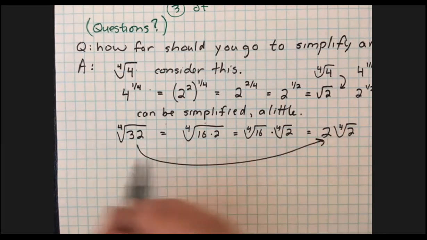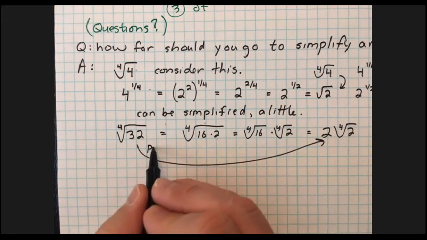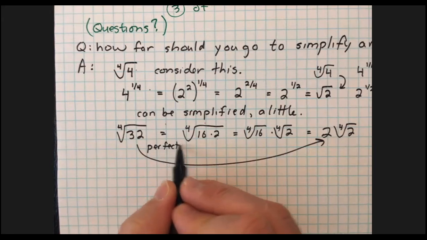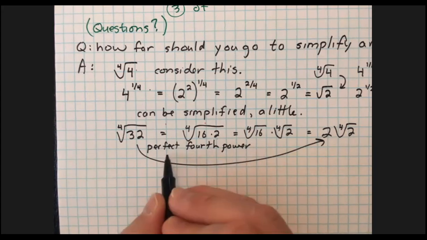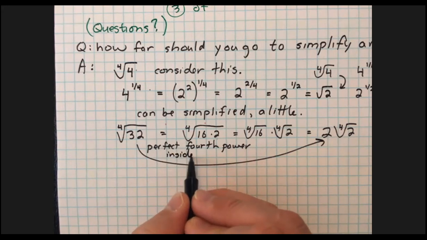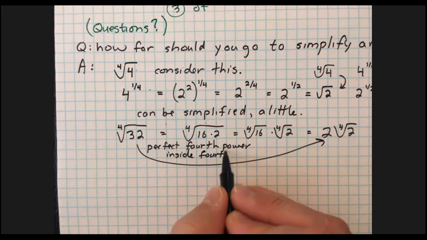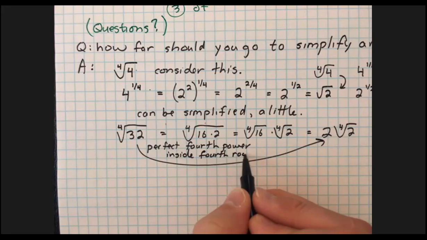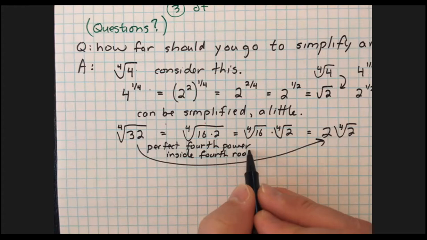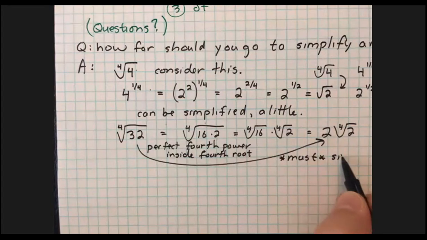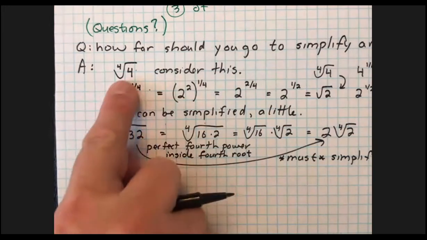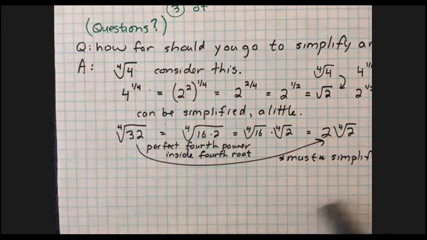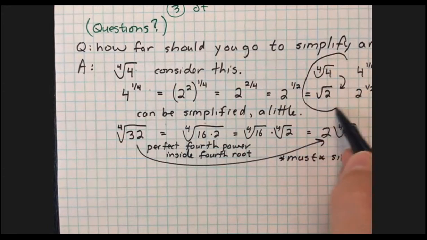Something like that, where you have a perfect fourth power inside the fourth root. Yeah, that is an obligation. You must simplify. But this is not in that category. There's no perfect fourth powers inside there. Now, you say, wow, really?